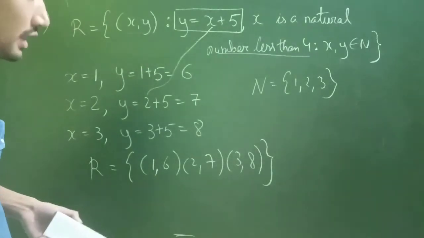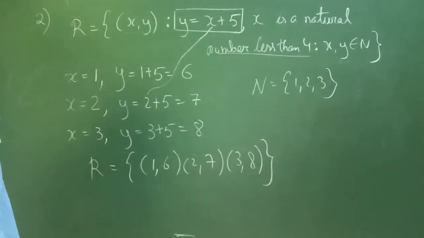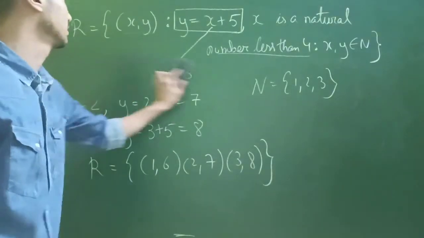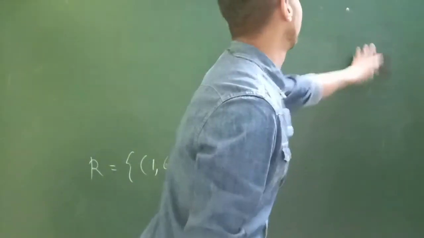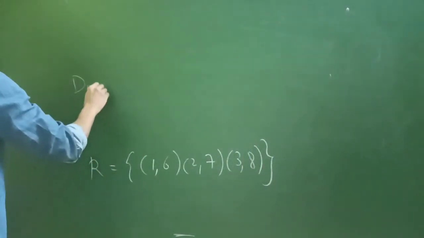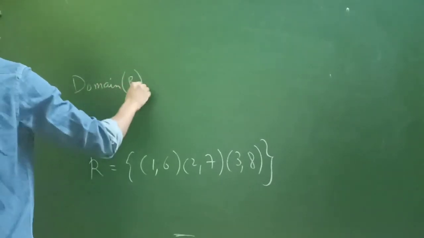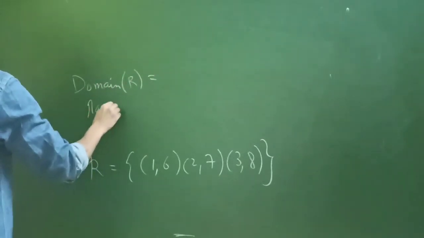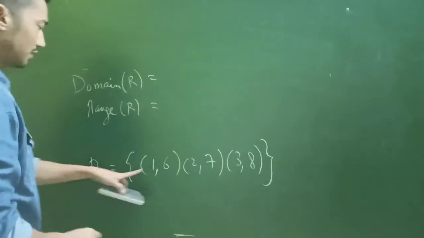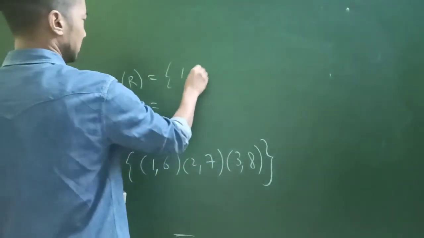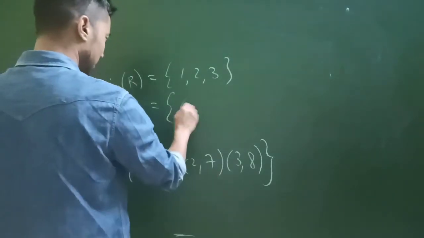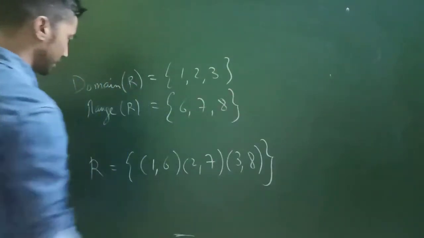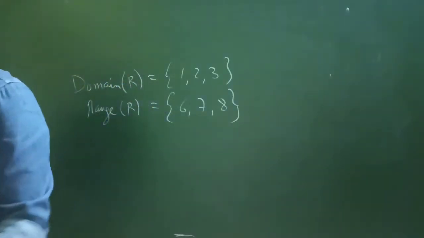The question also states to write down its domain and range. So it's quite simple. Domain of R, range of R. What will be the domain? The first elements: 1, 2, 3. Range is the second elements: 6, 7, 8. That's it. Question number 2 done.